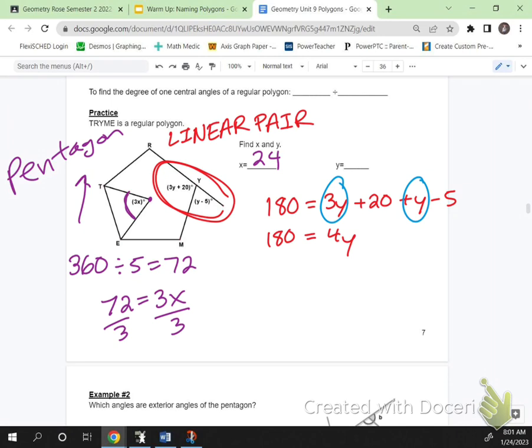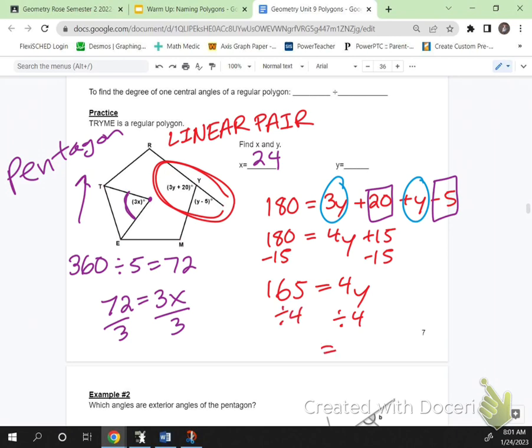We're gonna combine 20 and a negative 5, so it's gonna be plus 15. We're going to subtract that from both sides. I see some calculators coming out. 165 equals 4y. Last step, we'll divide by 4. What do we get for y? 41.25. Boom, we did it. We had to use a linear pair. We had to remember a linear pair is 180 degrees.